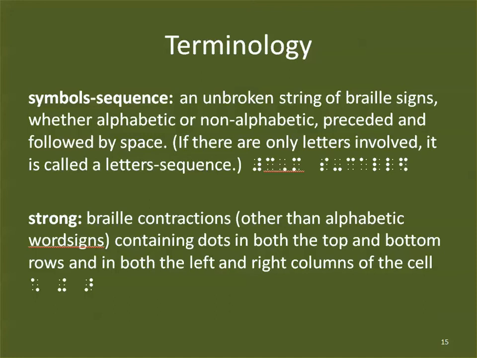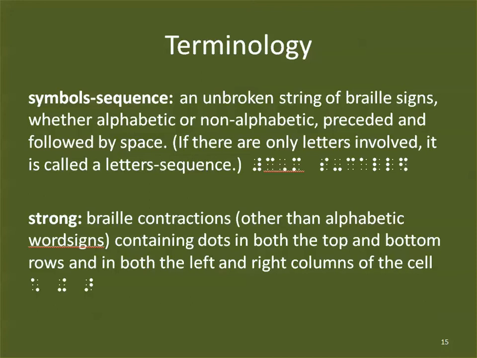So here are some examples of strong contractions. One is with the dots 1, 6, it can be CH or child. And you'll notice it has a dot in the top of the cell, in the bottom of the cell, on the right hand part of the cell, and on the left. Even though it has only 2 dots, it still fills the requirements of being a strong contraction. So the term strong has nothing to do with how many dots are raised. It's whether they have dots in the top and bottom and left and right parts of the cell all at the same time, so all 4 corners.